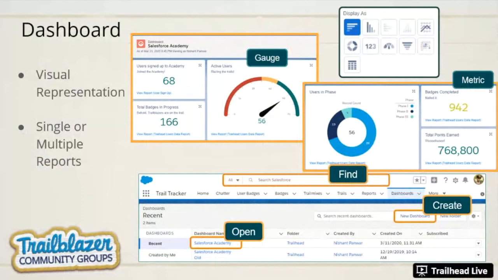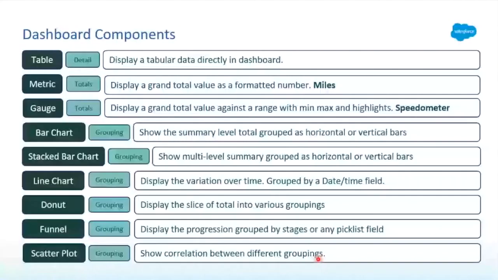Okay, so a quick recap of all these different components to understand what they are. The very simplistic one is table, to show the tabular data directly in the dashboard. When you want to show report data directly in the dashboard, you choose table. Then come the metric and gauge, which show the totals. All the grand totals which are in the report can be shown on the dashboard with a range. If you want to show it with a range like a speedometer, you can use the gauge, and you can show it with the minimum, maximum, and also the highlights of the range.